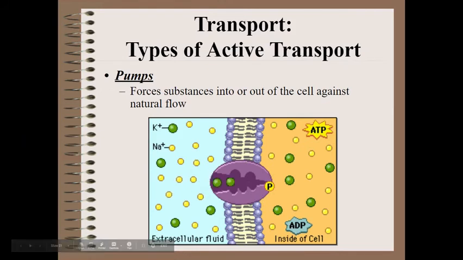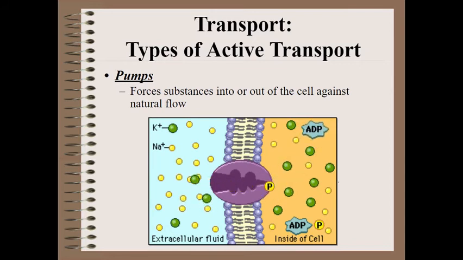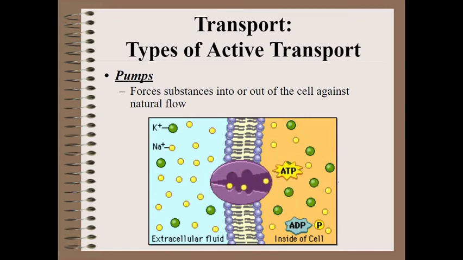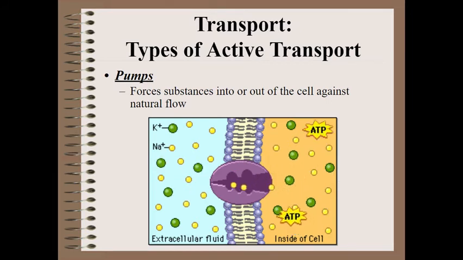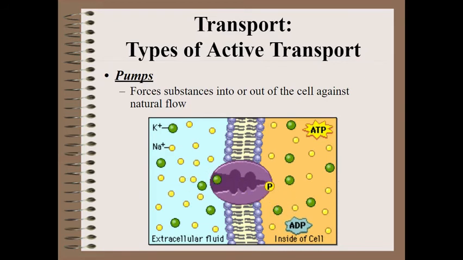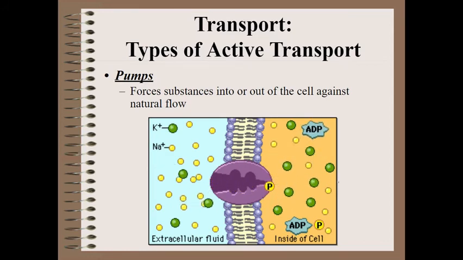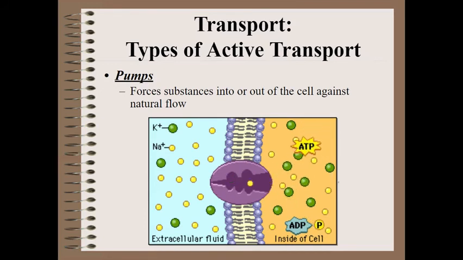One type of active transport are pumps. Pumps will force substances into or out of the cell against the natural flow. A good way to think of this is sump pumps. Some people end up having their basements flood with water when it's especially wet outside. And houses that are prone to this oftentimes will have a sump pump. As water flows into the house, the sump pump is trying to pump it out. So water would be flowing into the house by passive transport. It's just happening because there's a high concentration of water outside and a lower concentration of water inside. So the water is going down the concentration gradient.